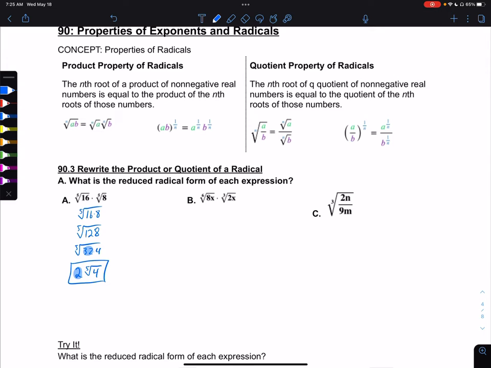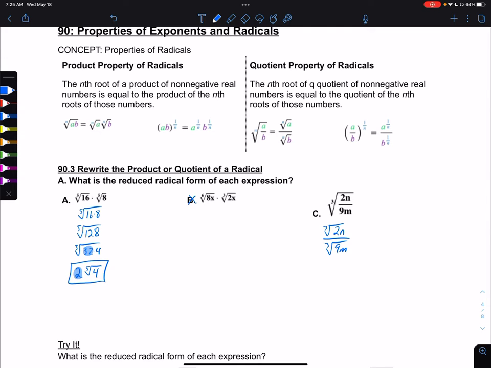We're going to skip example B for now, so don't worry about example B, and jump to example C, where we have the cube root of 2n over 9m. The first thing I should look for is if I can reduce my fraction. 2 over 9 cannot be reduced, and n over m cannot be reduced. So there's nothing I can do here. So I'm going to change this to the cube root of 2n over the cube root of 9m. I'm just separating those, and you can see that up here in the quotient property of radicals.